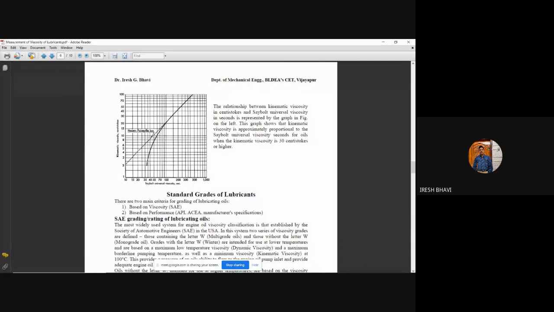So here you can see that at lower viscosities, the Saybolt universal viscosity does not obey the Hagen-Poiseuille law, whereas kinematic viscosity will always obey the Hagen-Poiseuille law. So that is why here you can see that this is a straight line, whereas here there is a deviation of the curve. But from 20 centistokes onwards, both kinematic viscosity and Saybolt universal viscosity are directly proportional to each other.